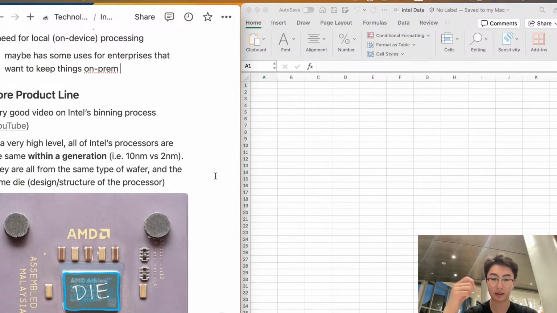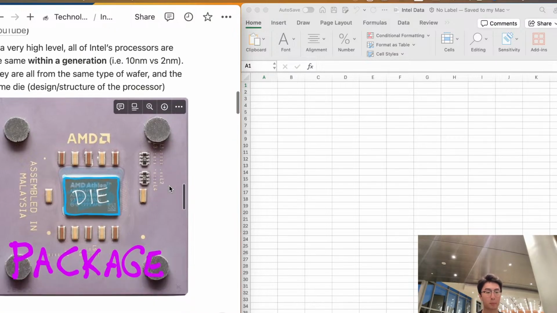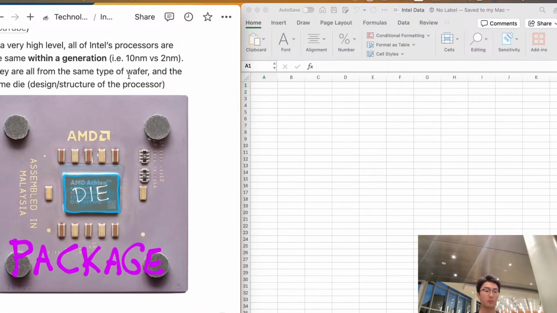They'll take each chip and then test them, I guess, based on either clock speeds or clock rates, determining how many flops, so I think that's the floating point operations per second, it can compute or process, and then that's how you get classified into the i3, i5, i7, i9. All from the same type of wafer.